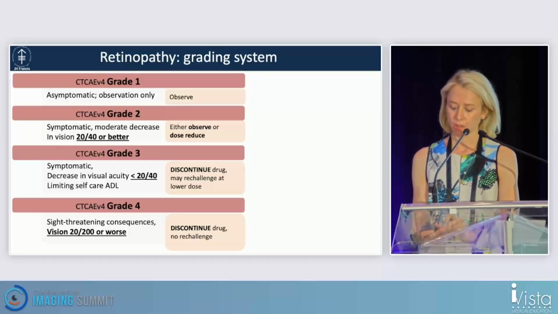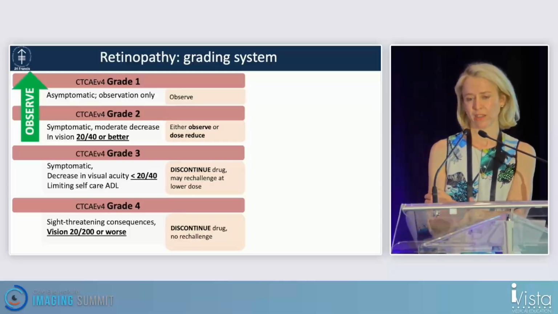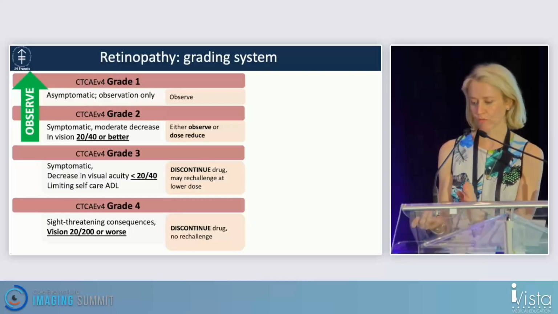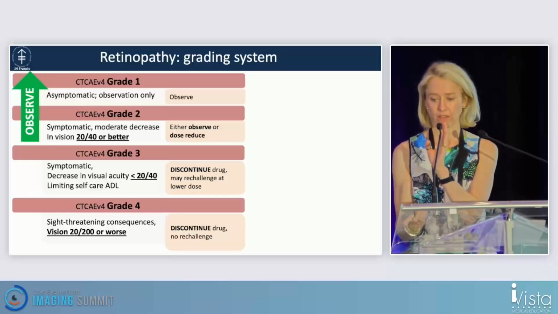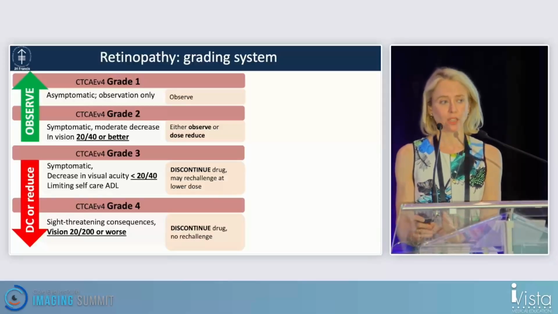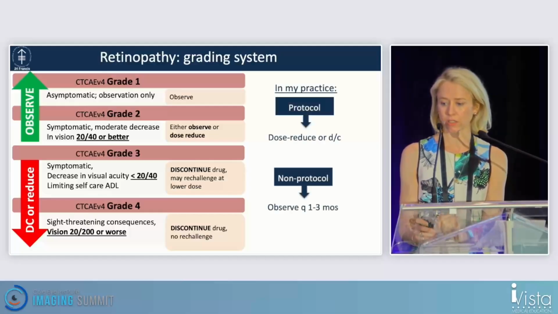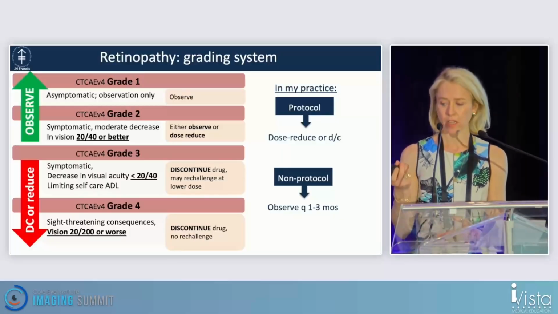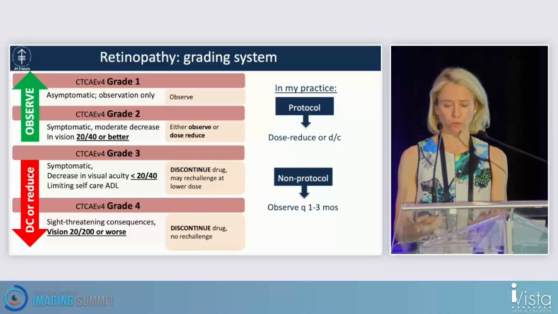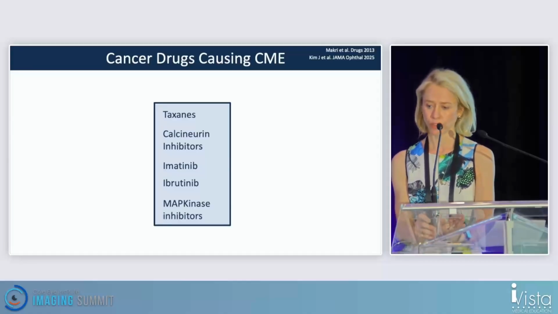You may also know that there is a grading system for the retinopathy when a patient is on a new drug. We can divide it into those that are grade 1 or 2, and typically patients will remain on drug, and that's defined as being 20/40 or better vision, whereas grade 3, when your vision is less than 20/40, that's when the drug is either discontinued or it's reduced. In my practice, if a patient is on protocol, I have to follow these guidelines. If they are not on protocol, then I'm much more liberal with drug and remaining on or dose reducing.